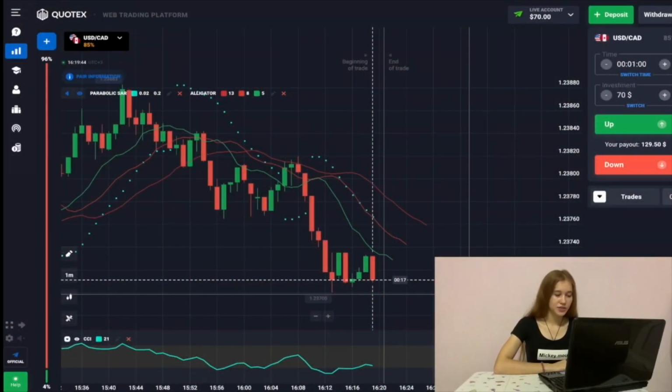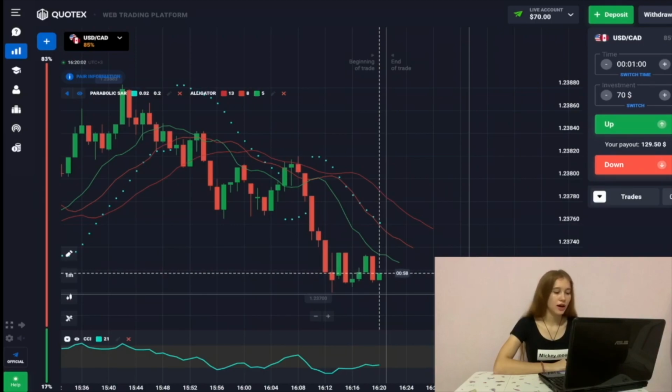We begin the trade session with a balance of $70. Expiration time will be 1 minute. Parabolic and alligator will be the main indicators, which indicate the direction of the trend, and also an auxiliary CCI indicator showing the overbought or oversold condition of the price.